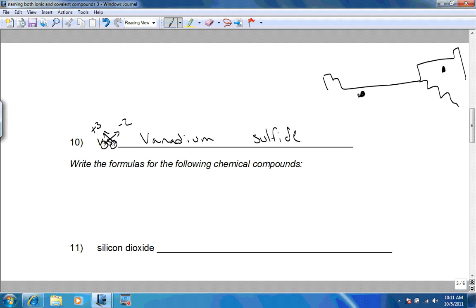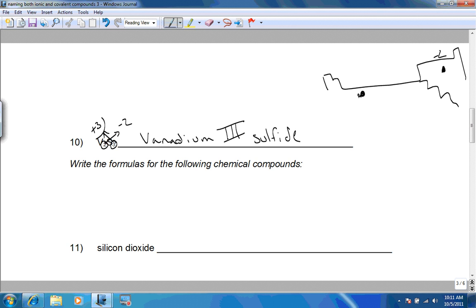Double check your anion. Here's our sulfur. We have it as a minus 2. Look on the periodic table. Is it supposed to be a minus 2? The answer is yes. So that means that vanadium is indeed a plus 3. We don't have to unreduce it or multiply it.